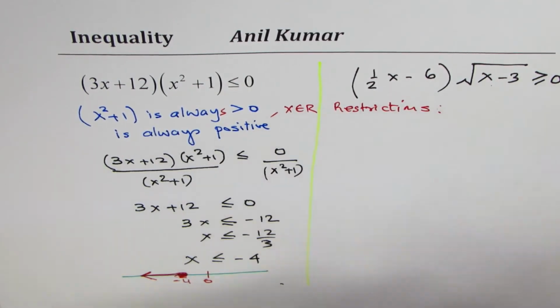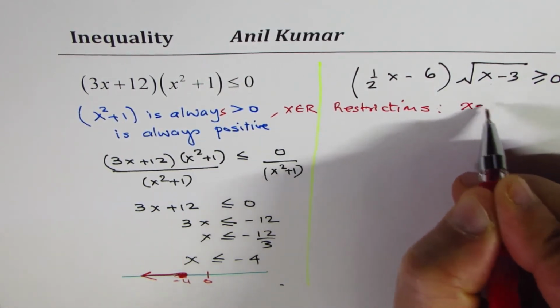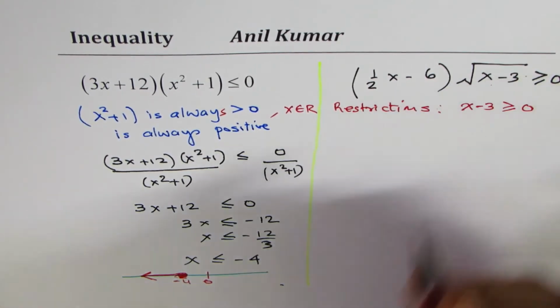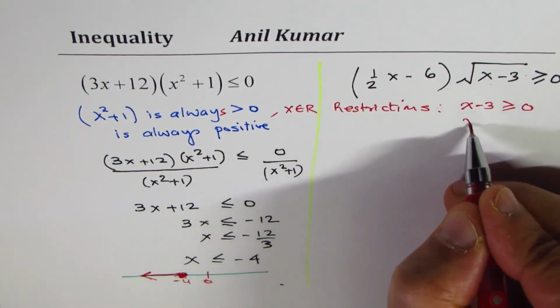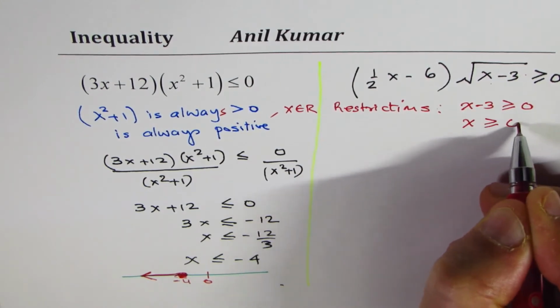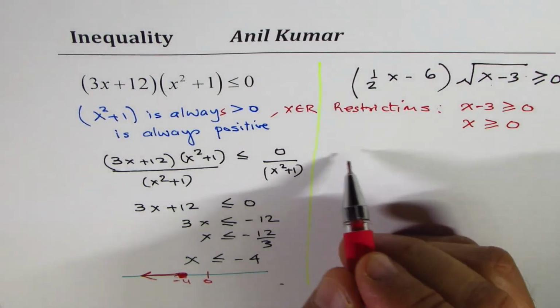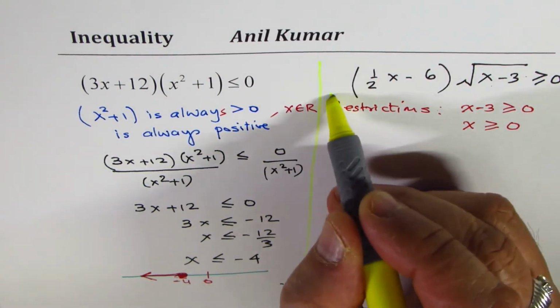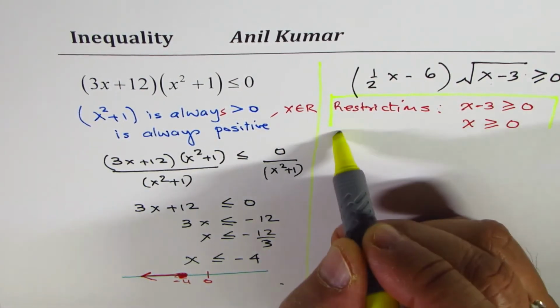So the restriction is that x - 3 should be greater than or equal to 0, only then it is valid, right? That means x has to be greater than or equal to 3. So we'll work under this restriction. Do you understand this part? We'll work under this restriction.